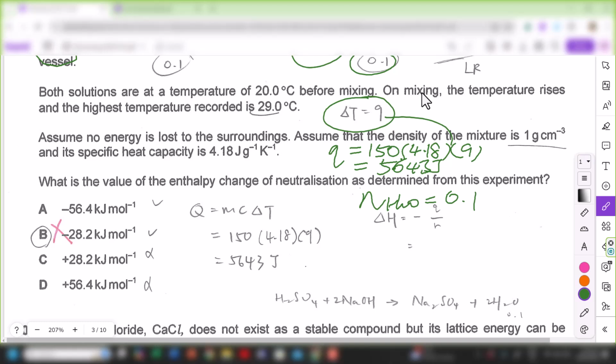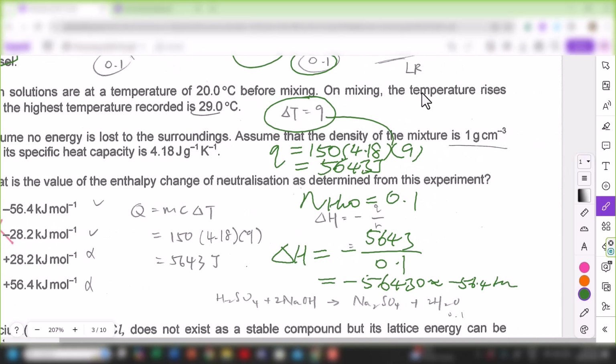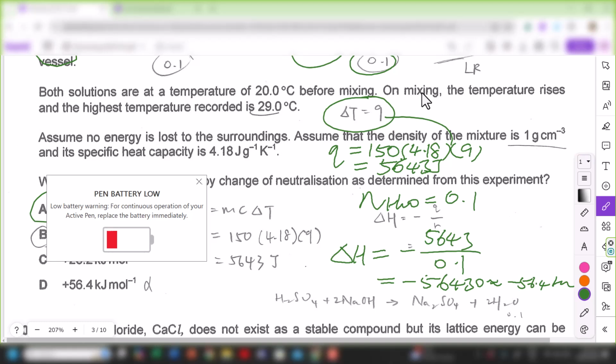Okay, right. So enthalpy change of neutralization is equals to, okay, I'll just use the calculator to verify the values in case anything goes wrong. 150 times 4.18 times 9. Okay, so that will be divided by 0.1, right? Okay, so because temperature increases, so we take negative 5643 divided by 0.1, so we get minus 56,430, so that will be about minus 56.4 kilojoules per mole. Okay, so in this case, we'll choose option A as the answer.